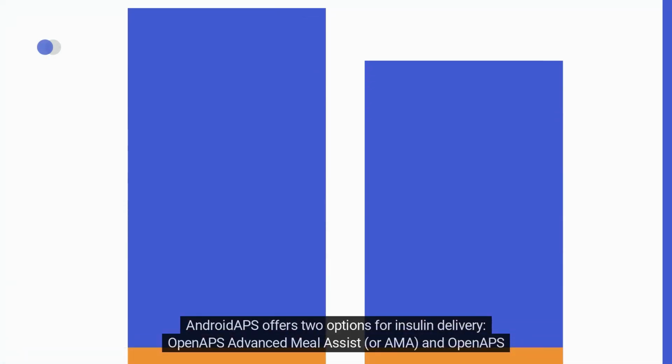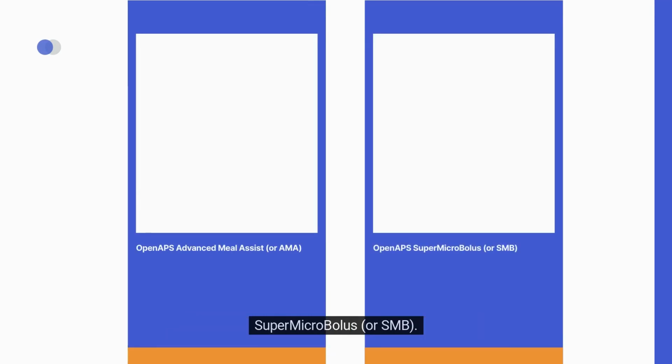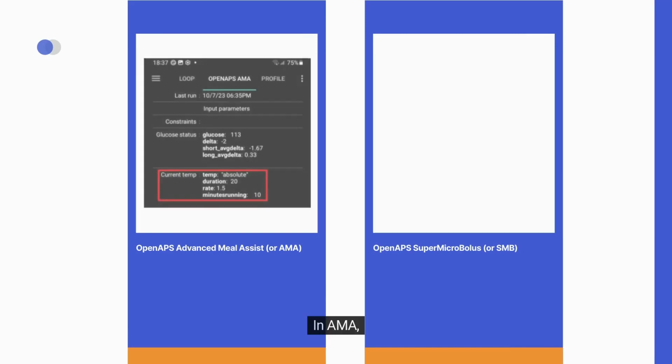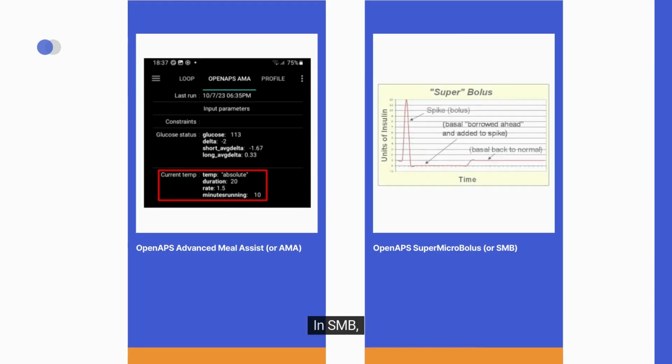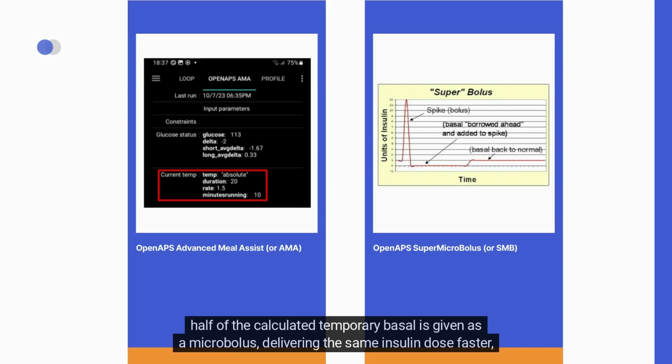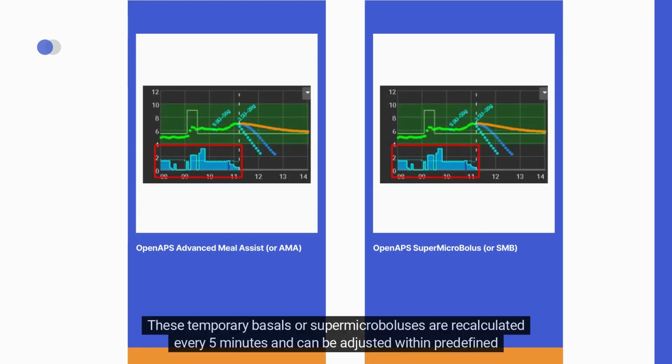AndroidAPS offers two options for insulin delivery: OpenAPS Advanced Meal Assist, or AMA, and OpenAPS Supermicrobolus, or SMB. In AMA, the required insulin is delivered as a temporary basal with a specified duration and insulin rate. In SMB, half of the calculated temporary basal is given as a microbolus, delivering the same insulin dose faster, followed by a temporary pause in basal insulin delivery. These temporary basals or supermicroboluses are recalculated every 5 minutes and can be adjusted within predefined safety settings.